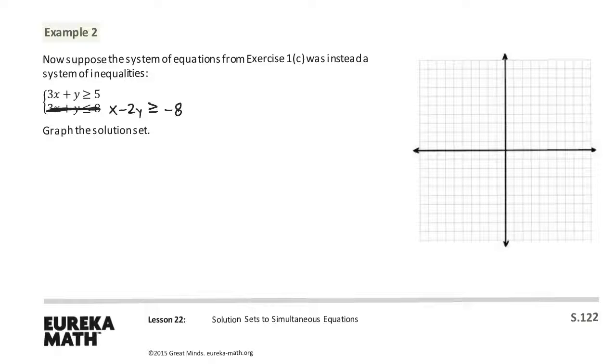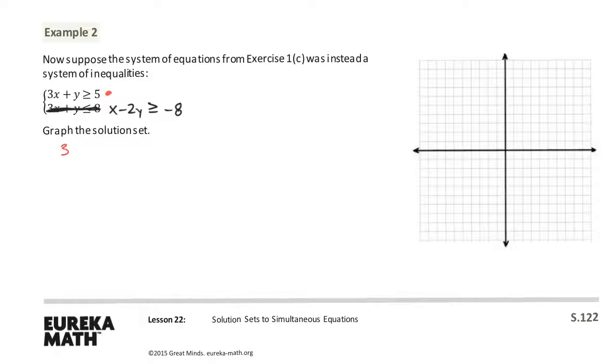All right, so what are we doing here? Basically, what we're trying to do is graph all the solutions that satisfy the first inequality and the second inequality at the same time. So we're going to be graphing some half planes. You guys know how to graph inequalities now. I'm going to do it in two different colors, just like I did with equations. So let's deal with the first one here.